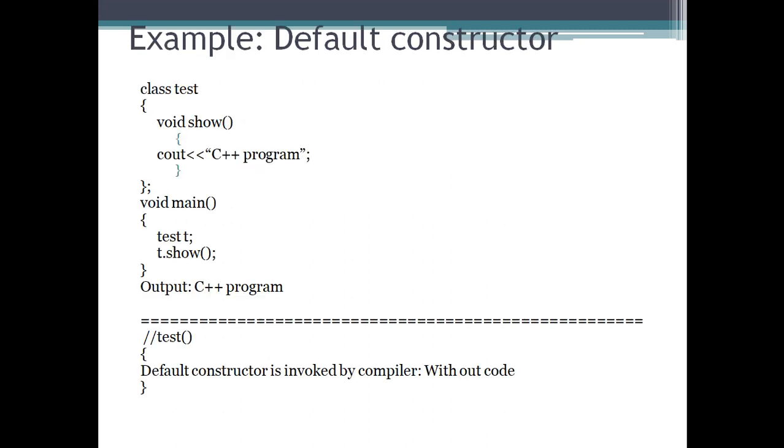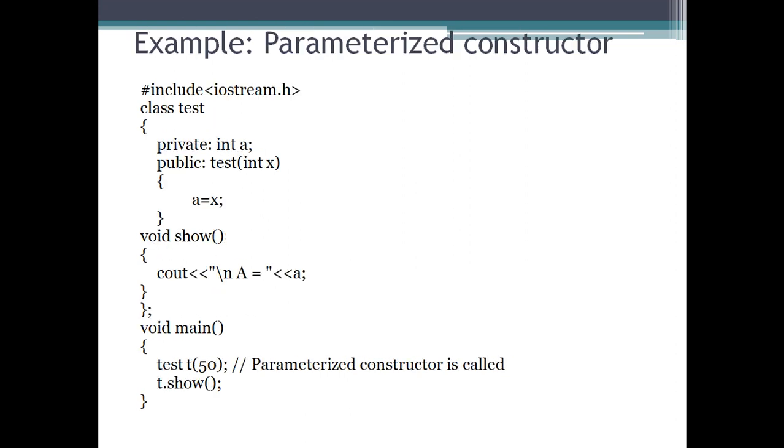So this example will give a clear picture of the default constructor, right? You have taken Test as the class name but the method name is different. Even though you have not written a constructor, the C++ compiler will create a default constructor called Test, the same as your class name, but it doesn't contain any code. So the default constructor is invoked by the compiler implicitly, but it doesn't contain any code. And finally the output will be printed as C++ program. So this is a simple example of the default constructor. And next, the parameterized constructor. What is a parameterized constructor?